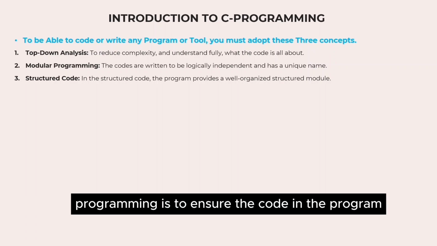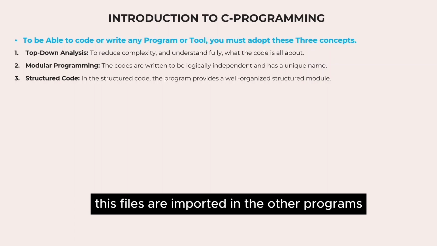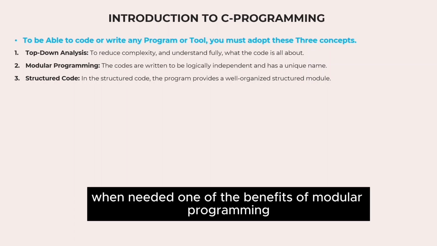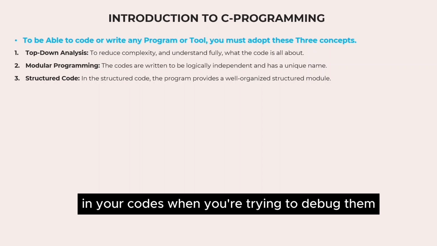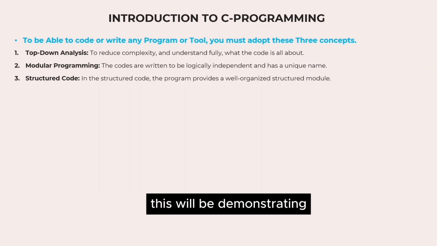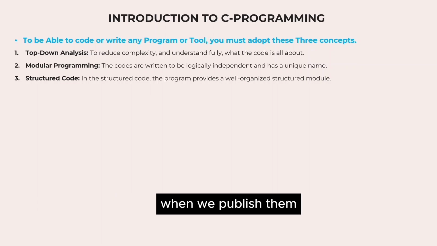The essence of modular programming is to ensure the code in the program is broken into smaller files of functions or modules, and then these files are imported in the other programs when needed. One of the benefits of modular programming is that it makes it easy to trace errors in your code when you're trying to debug it. This will be demonstrated in our paid courses on programming when we publish them.